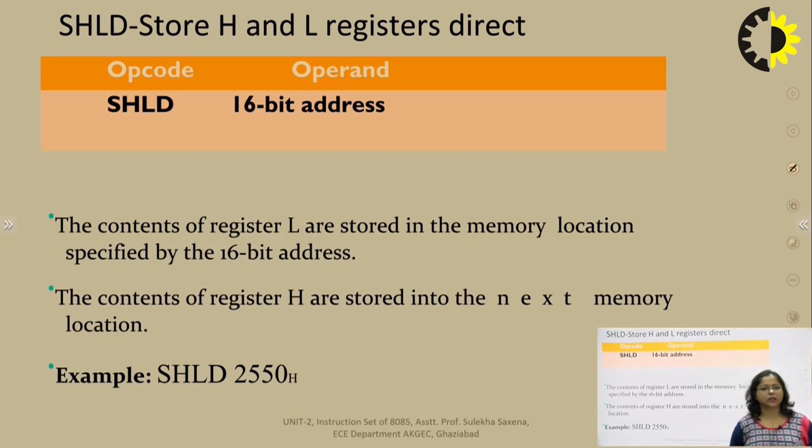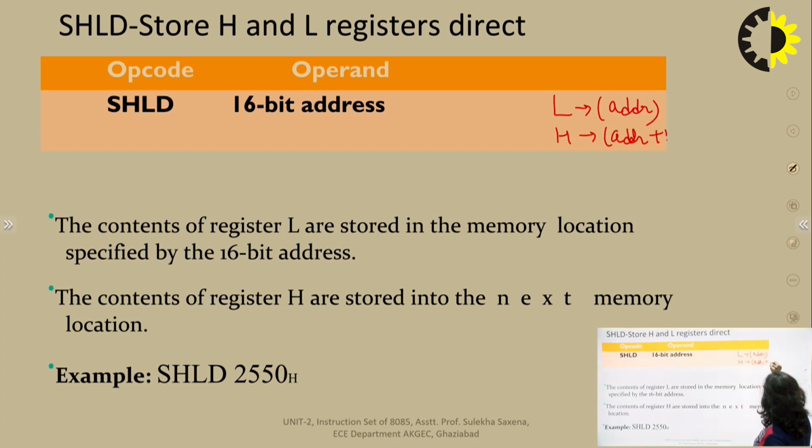As we have studied LHLD, which loads the values of address and address plus 1 into the HL pair, SHLD is just the opposite: it copies the value of HL to address and address plus 1 location respectively. That is, the content of L is copied to address and the content of H is copied to address plus 1 location. Since the address is specified, it is a direct mode instruction, and a 16-bit address is given, so its size is 3 bytes.